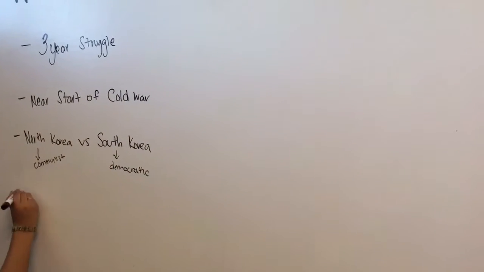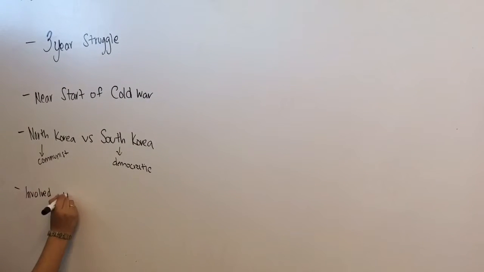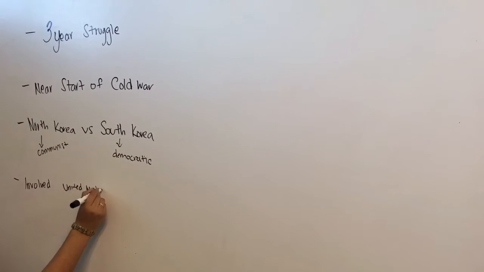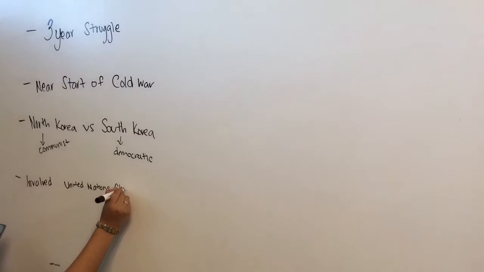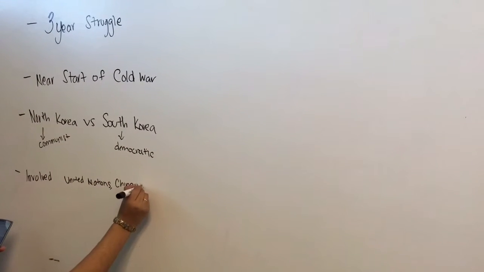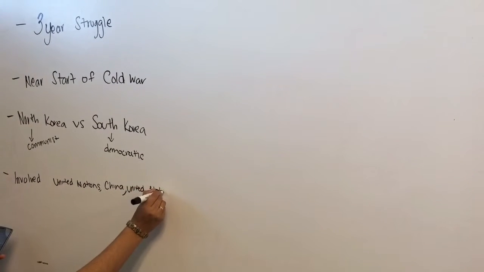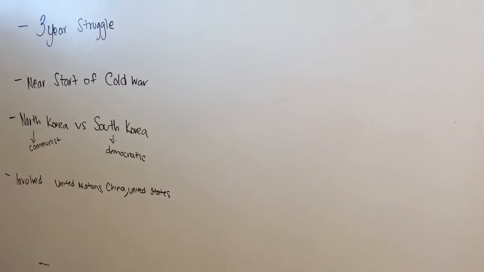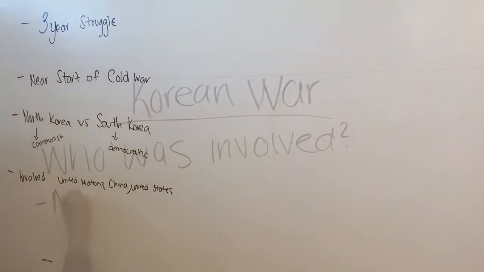Now for a summary of the key points that led up to the war. The Korean War was a 3-year struggle near the start of the Cold War between Communist North Korea and Democratic South Korea, which involved other countries such as the United States, China, and a multinational United Nations coalition.